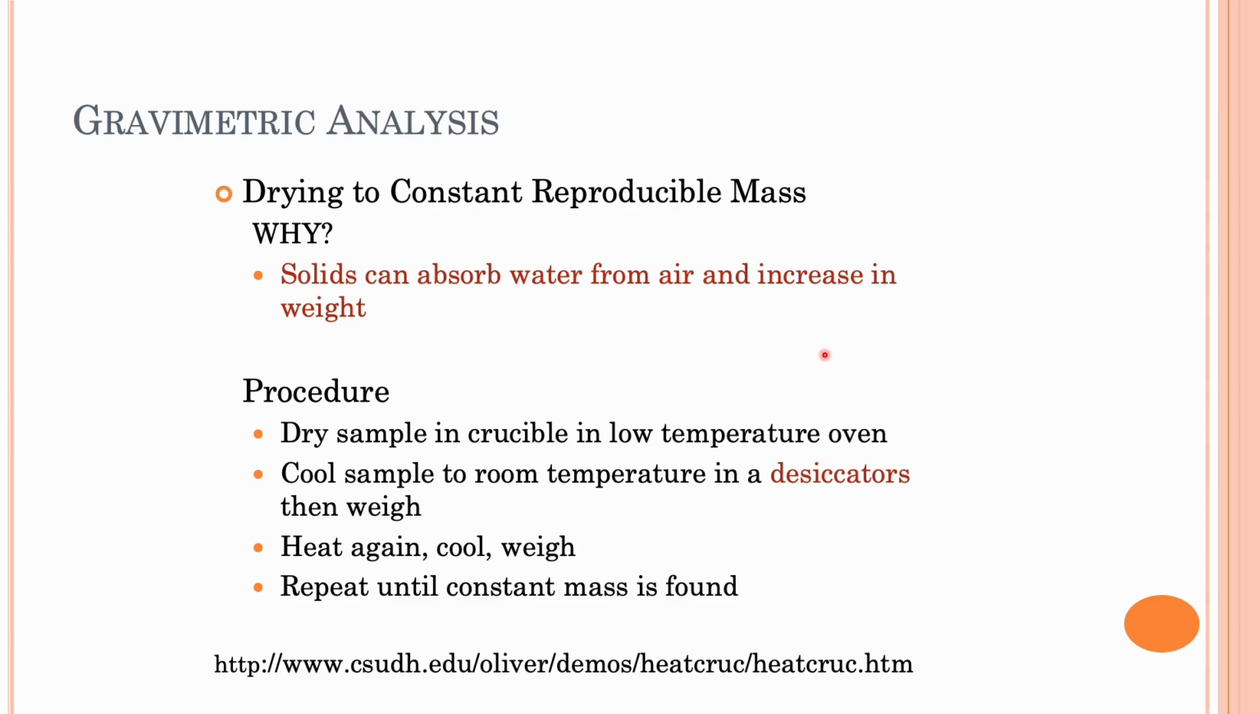So the procedure is to dry the sample in the crucible in your low temperature oven, cool the sample to room temperature in a desiccator, and then weigh, heat again, cool, weigh until the mass is constant.